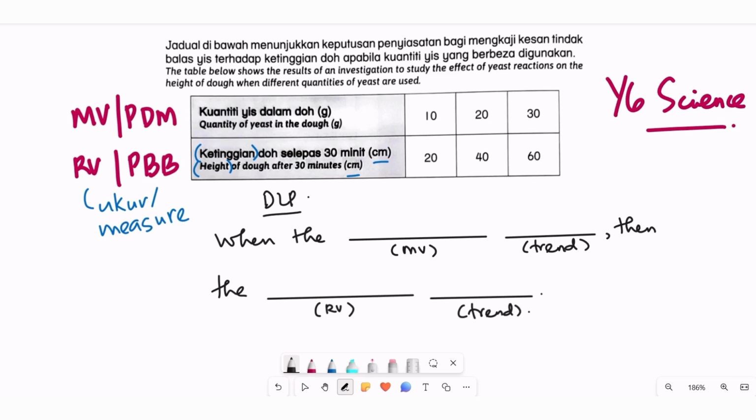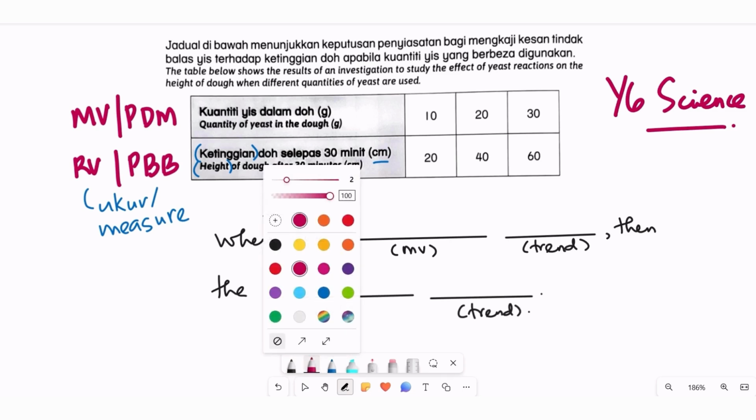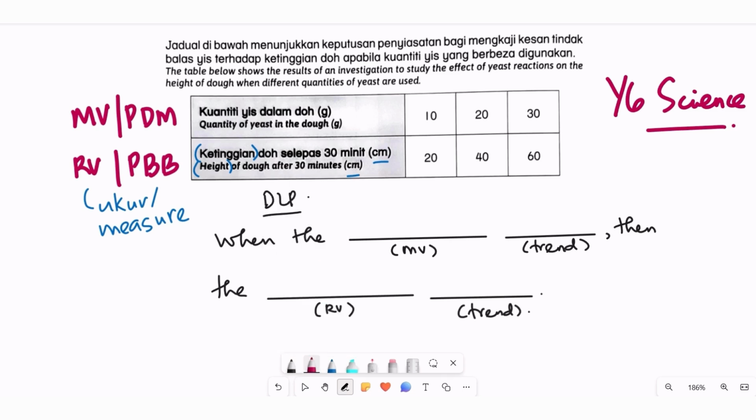So what do I mean by this? What's a manipulated variable? The quantity of yeast in the dough, right? So you're going to write this manipulated variable here: quantity of yeast in the dough. And then what is the meaning of trend? Trend is the pattern.